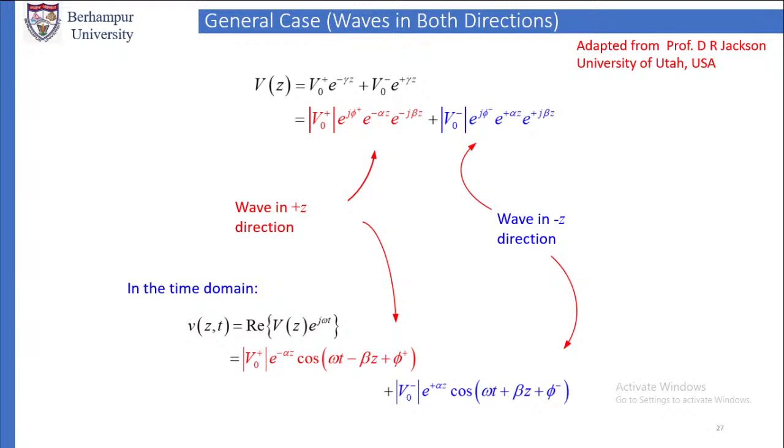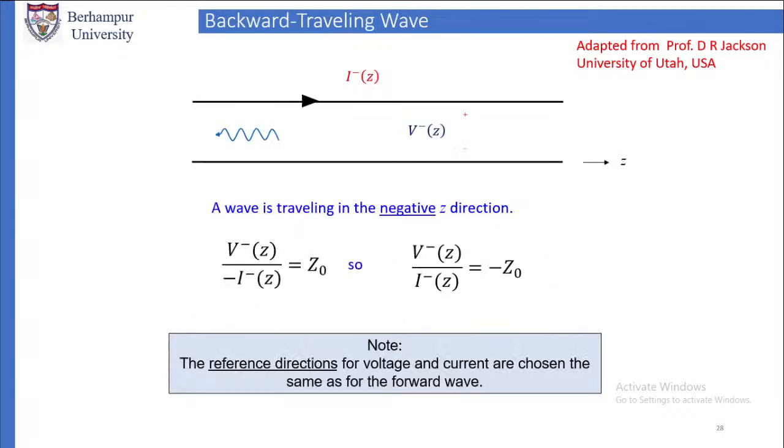And then the second term, which is the wave propagating in the minus z direction, that will be V0 minus exponential plus alpha z cosine of omega t plus beta z plus phi minus. Phi plus is the phase for the wave propagating in the plus z direction, and phi minus is the phase for the wave propagating in the minus z direction.